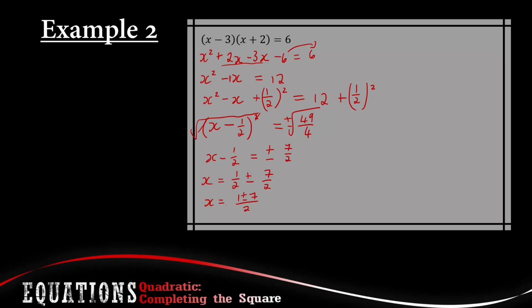And then we have x being either 1 minus 7, which is -6 over 2, so -6 over 2, and that's just -3, or x is equal to 1 plus 7 over 2, so that becomes 8 over 2, and that is equal to 4.